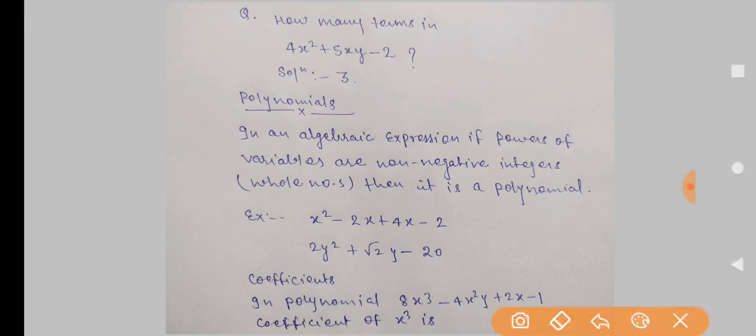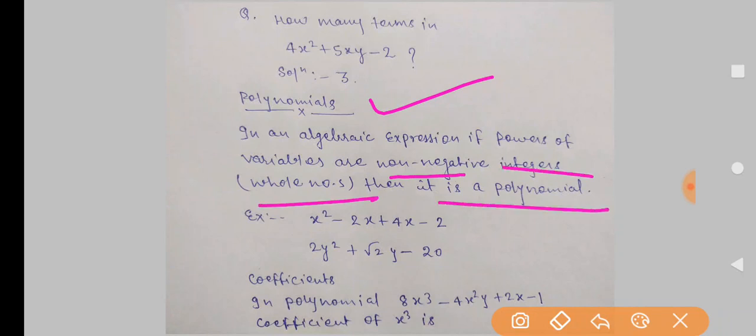What is a polynomial? In an algebraic expression, if the powers of variables are non-negative integers, that is whole numbers, then it is called a polynomial. Means if in an algebraic expression the power of variables is a whole number, then that algebraic expression is called a polynomial. Otherwise it will not be a polynomial. That may be an algebraic expression, but it is not a polynomial.